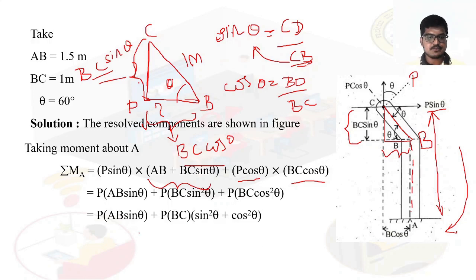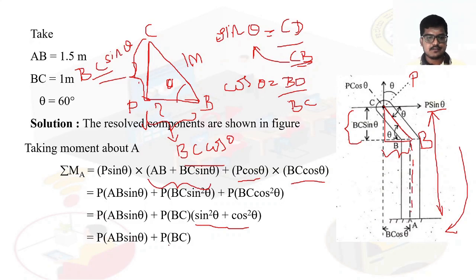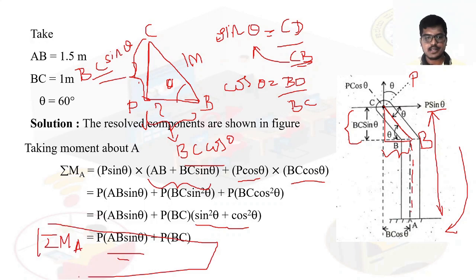Upon simplification, P into AB sin theta plus P into BC times sin square theta plus cos square theta. What is sin square theta plus cos square theta? It is 1 by the property of trigonometry. Then P into AB sin theta plus P into BC into 1. So that is sigma moment about A. I hope you understood till here. Sigma moment about A is equal to P into AB sin theta plus P into BC.